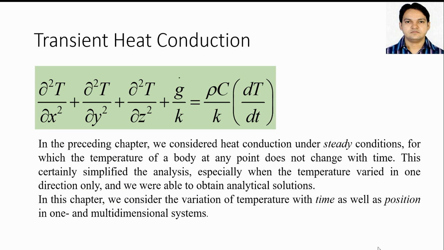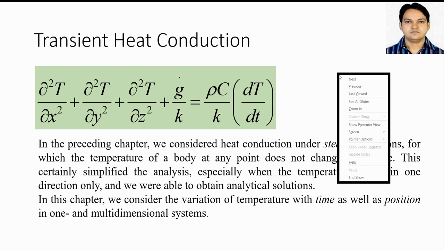Let us see the equation, that is ∂²T/∂x² + ∂²T/∂y² + ∂²T/∂z² + G dot divided by K = (ρC/K) ∂T/∂t. We have already gone through the general heat conduction equation in a Cartesian coordinate system, and this is what is represented over here: the general heat conduction equation in Cartesian coordinate system.